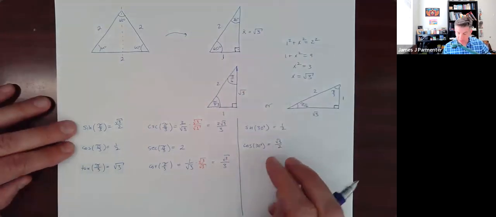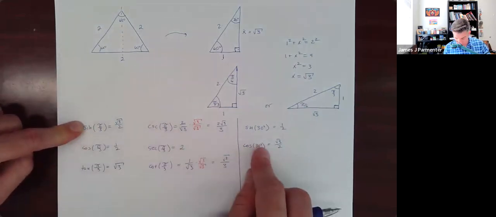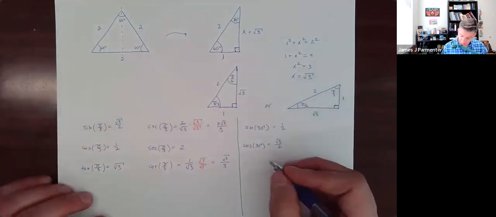Notice that for these complementary angles, the sine and cosine values have interchanged. The sine value here is the cosine value here. The cosine value here is the sine value here. That is not a coincidence. That is happening every time.